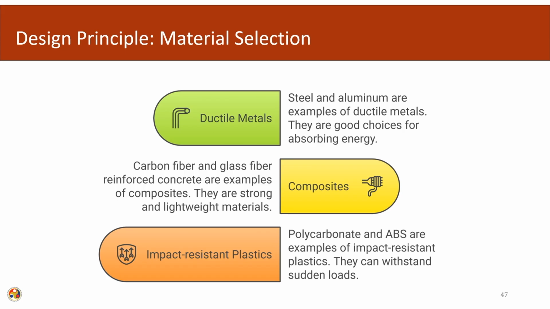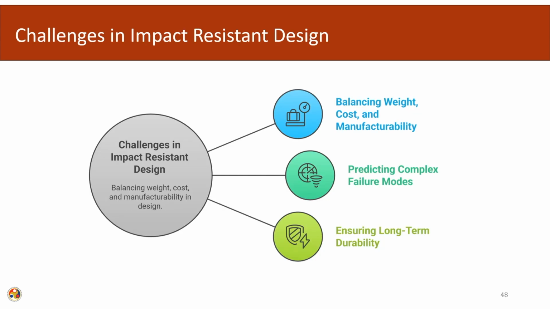So, the material needs to be chosen very wisely when the impact resistant structures are being designed. So, the challenges in impact resistant design. The challenge in any type of design always comes from the parity between the cost associated and the protection that we try to achieve. The same is the case in impact resistant design also, where we have to balance the weight, the cost, and the manufacturability. So, balancing weight, cost and manufacturability becomes one of the key concerns.